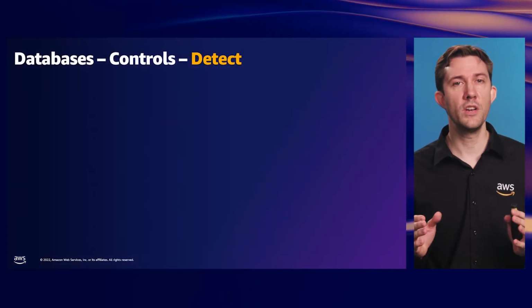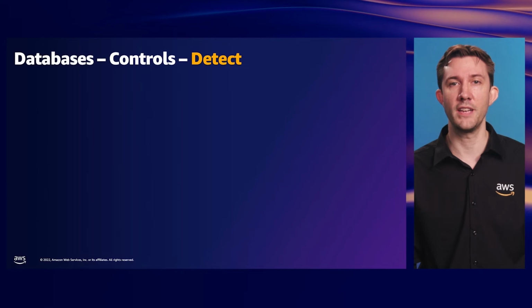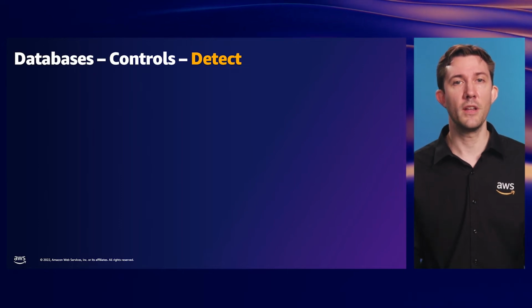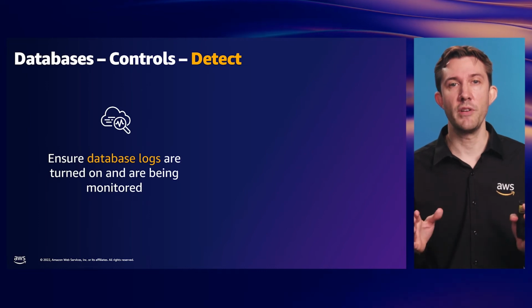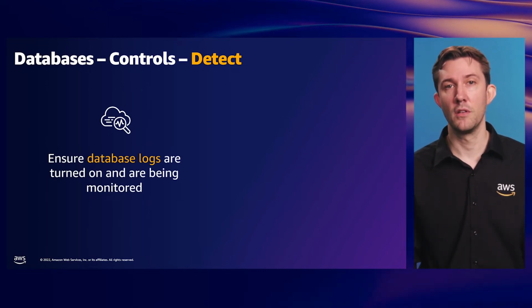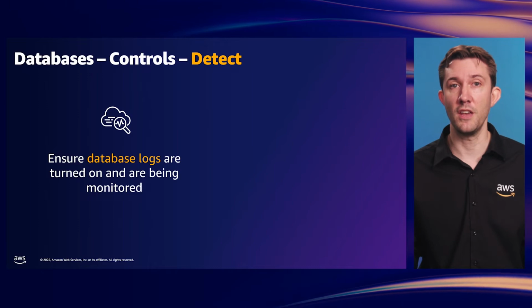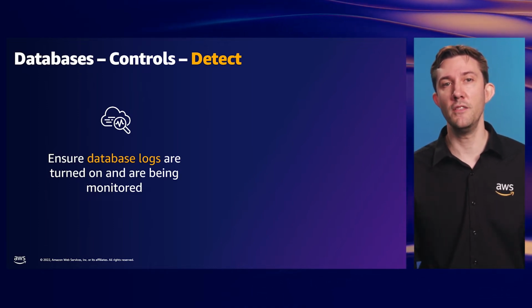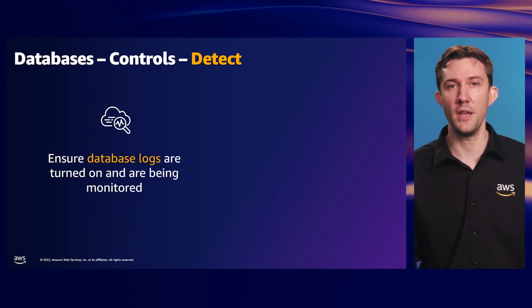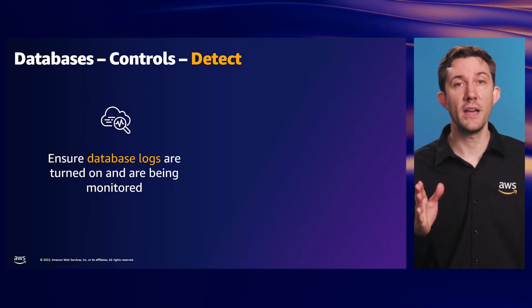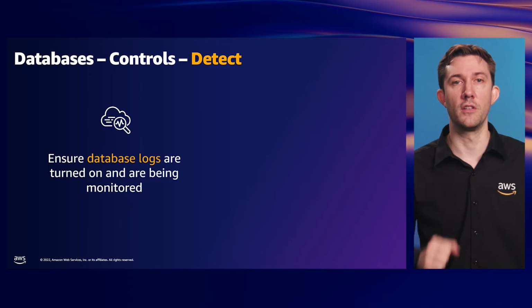But what can we do to detect issues or attacks like this? For example, if changes are made by mistake. Firstly, capturing and monitoring database logs in CloudWatch Logs or a central SIEM can help alert you to activity like brute force attacks or connections from unexpected IP addresses. Just make sure that the logs are being monitored.